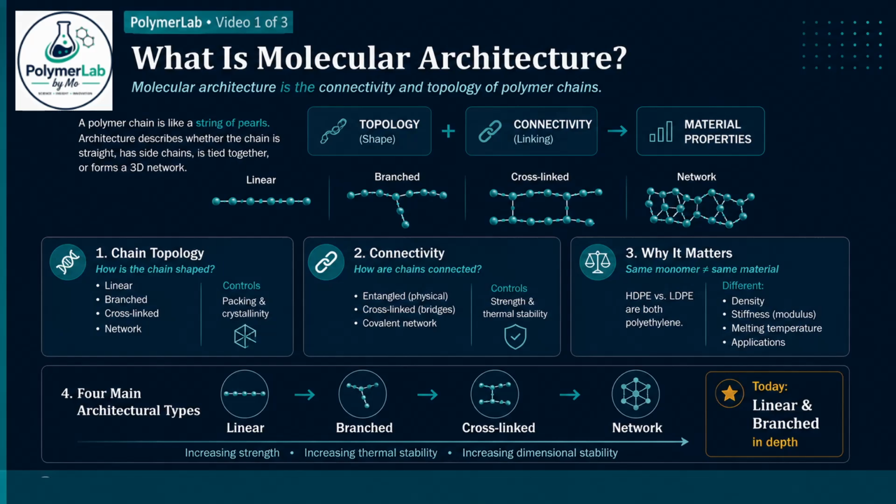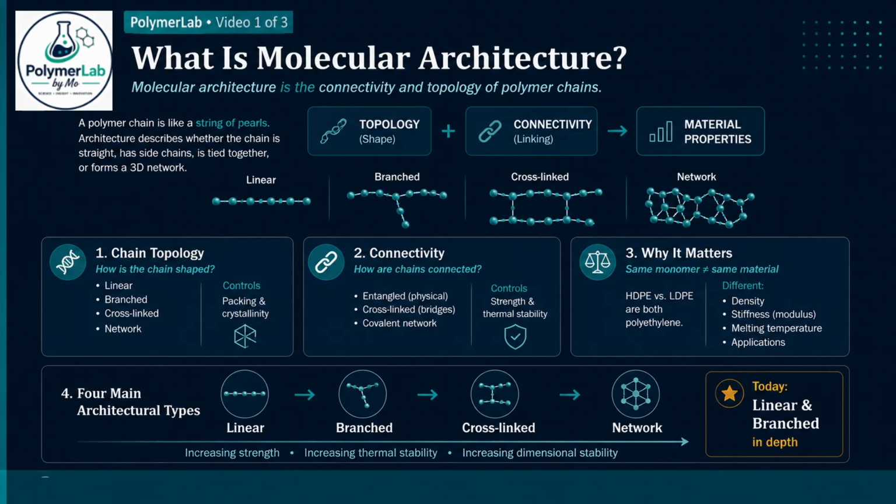Architecture governs chain topology, how chains are arranged relative to each other. It controls chain connectivity. Are they only entangled physically, or are they chemically bound through bridges? And it is why the same monomer can give completely different materials. HDPE and LDPE are both polyethylene. They differ only in architecture. Everything else, density, molecular weight, melting temperature, application, follows from that single structural difference.